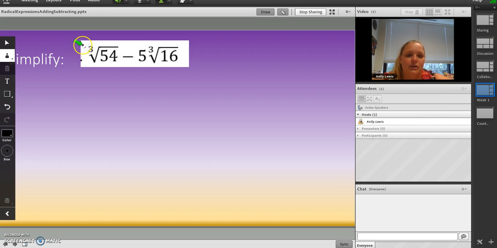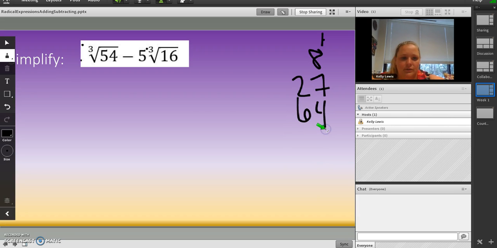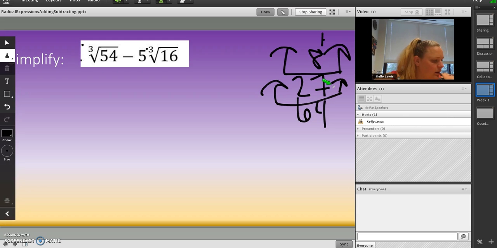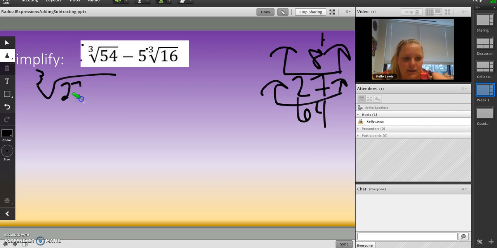All right, they're both cubed roots, so we're cool. So cubed roots are 1, 2 times 2 times 2 is 8, 3 times 3 times 3 is 27, 4 times 4 times 4 is 64. All right, so 16 happens here, 54 happens here. All right, so 54, let's do 54 divided by 27. Oh, it works. So 27 times 2. The cubed root of 27 is 3.